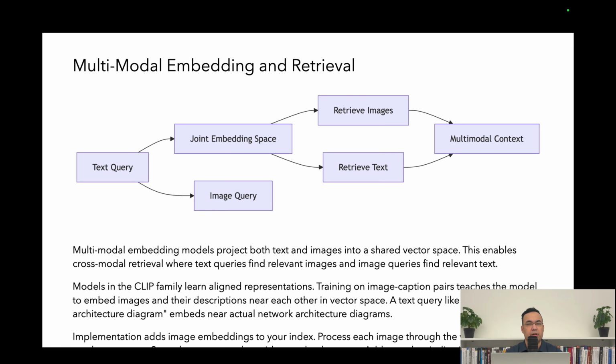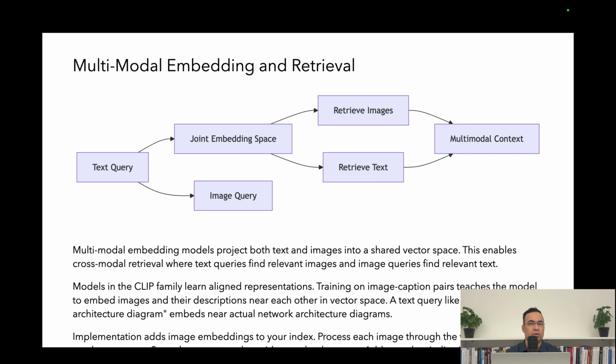Implementation adds image embedding to your index. Process each image through the vision encoder to produce a vector. Store these vectors alongside text chunk vectors. Add metadata indicating the modality. At query time, embed the text query using the text encoder. Search across both text and image vectors. Results may include both text chunks and images. Filtering by modality enables flexible retrieval strategies. Some queries should search only text, some should search only images, and some should search both.